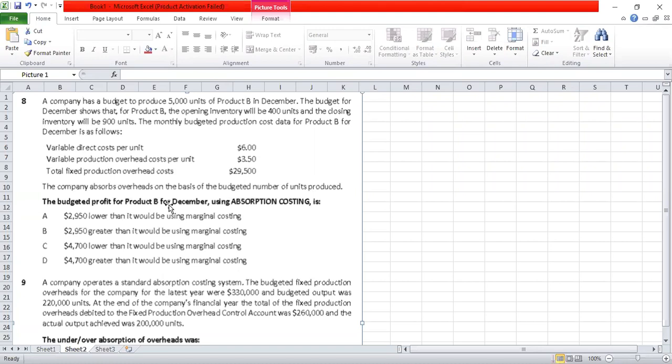A company has a budget to produce 5,000 units of product B in December. The budget for December shows that for product B, the opening inventory will be 400 units and the closing inventory will be 900 units. The monthly budgeted production cost data for product B for December is as follows. Variable direct cost per unit is 6. Variable production overhead cost per unit is 3.5. Total fixed production overhead costs are 29,500. The company absorbs overheads on the basis of the budgeted number of units produced.